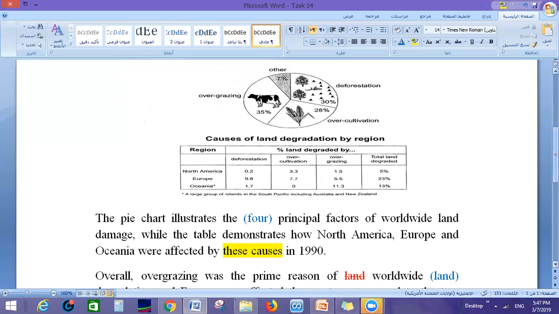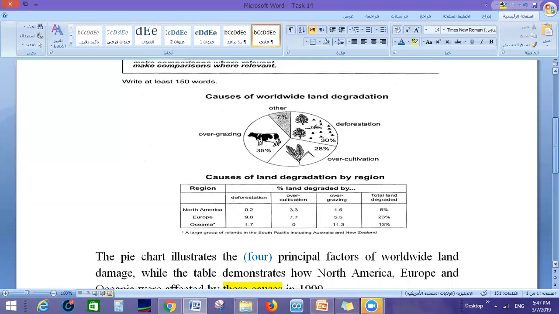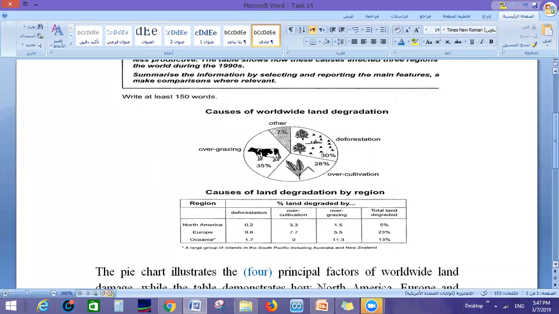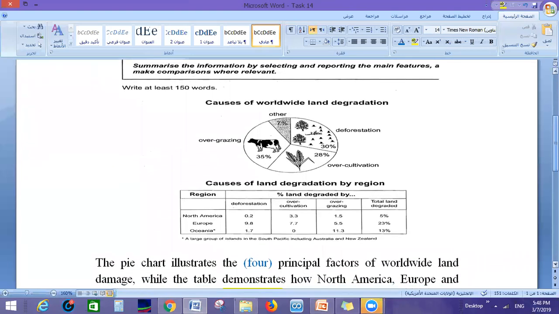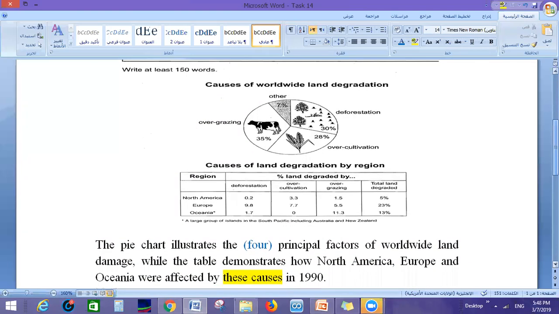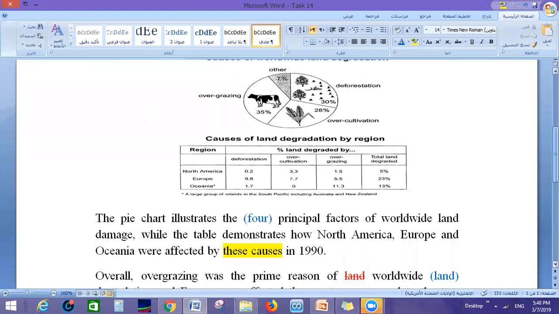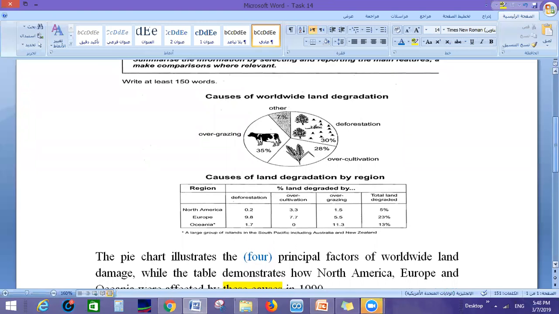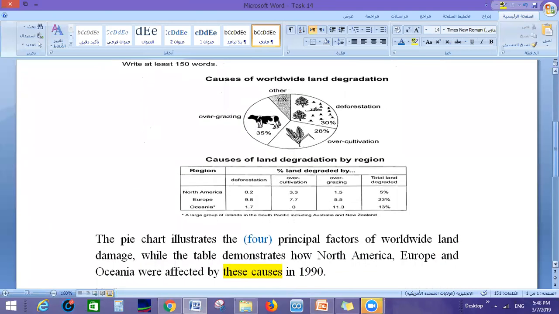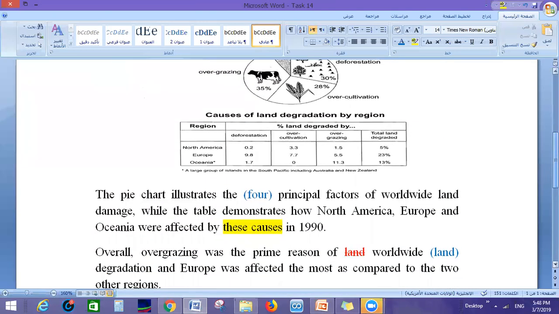Let's take a look at what you've done. So here we have, it says, the pie chart below shows the main reasons. The pie chart illustrates the principal factors. So we have reasons and factors, principal factors. I'm going to say the 4 principal factors because of 1, 2, 3, 4, of worldwide land damage.